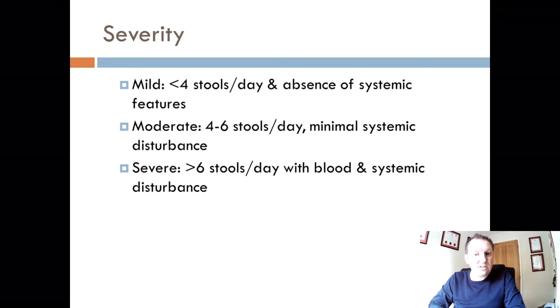Moderate, 4 to 6 stools a day with some minimal systemic disturbance, so maybe just a little bit of tummy pain or slightly tachycardic. Severe is over 6 stools a day with blood and with systemic disturbance, so a bit tachycardic, a bit of tummy pain, and just generally feeling not quite right, or a low-grade fever. So again, not actually going very many times before you're being classed as a severe flare, and severe flares of inflammatory bowel disease need to be managed as an inpatient, not in the patient's own home.